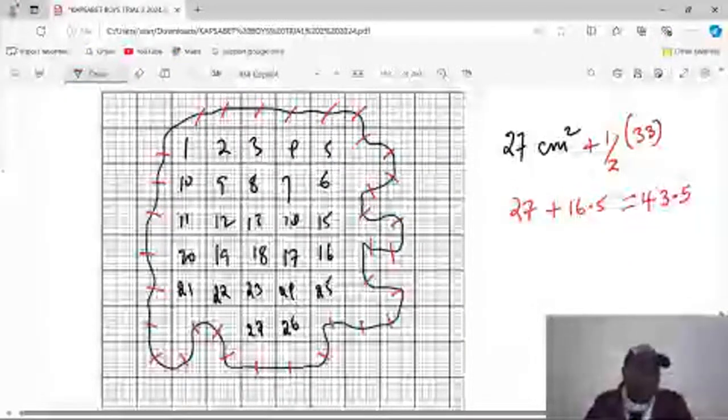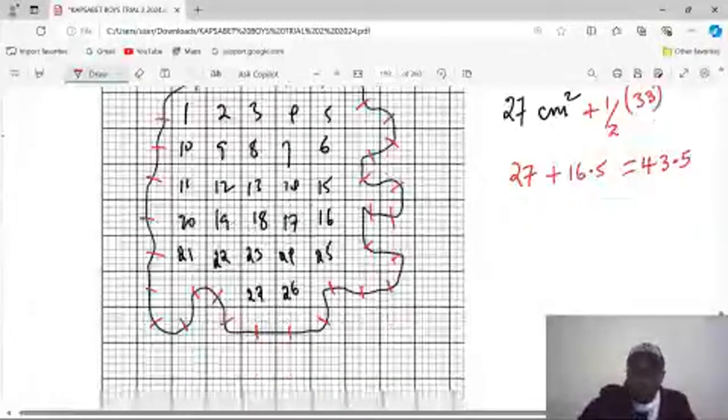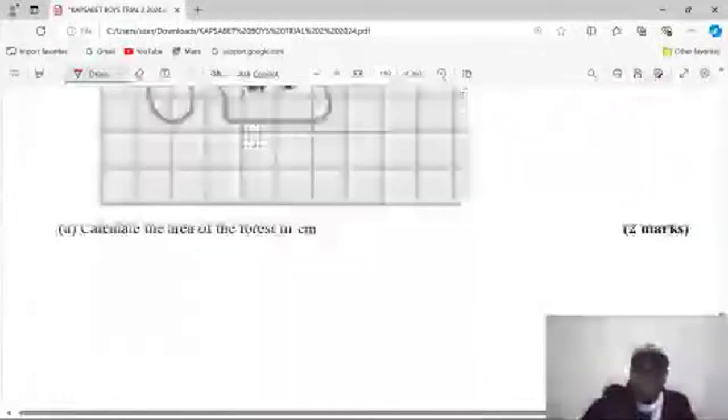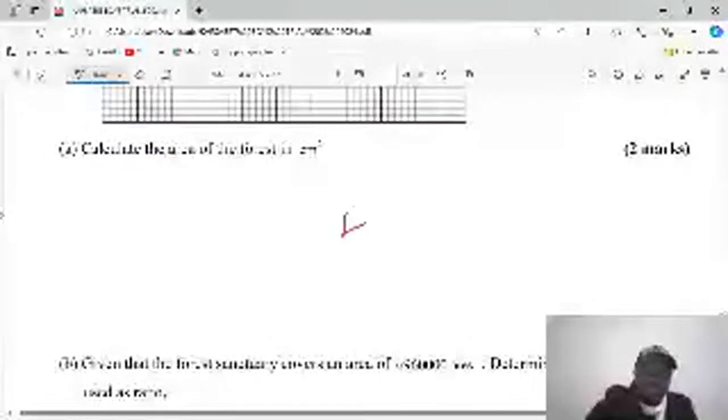Section B will be done at the same time tomorrow. We have done the area as 43.5.